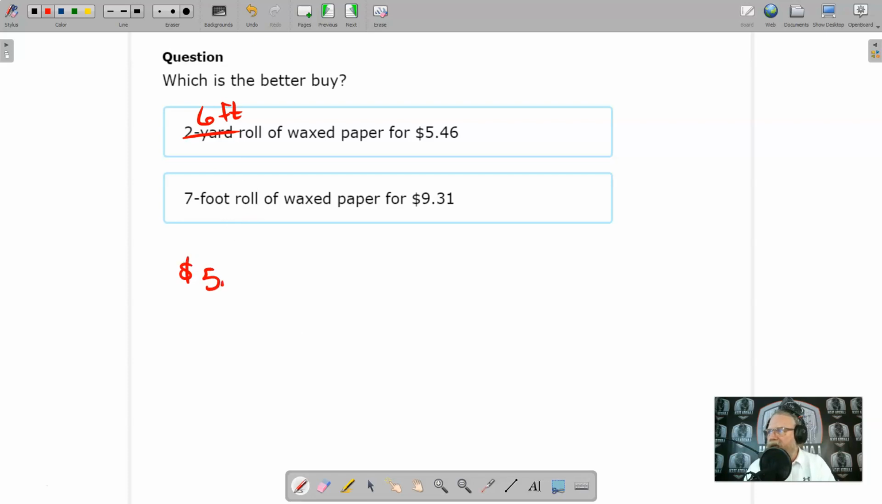And so $5.46 for 6 feet. And we're going to compare that to $9.31 for 7 feet.